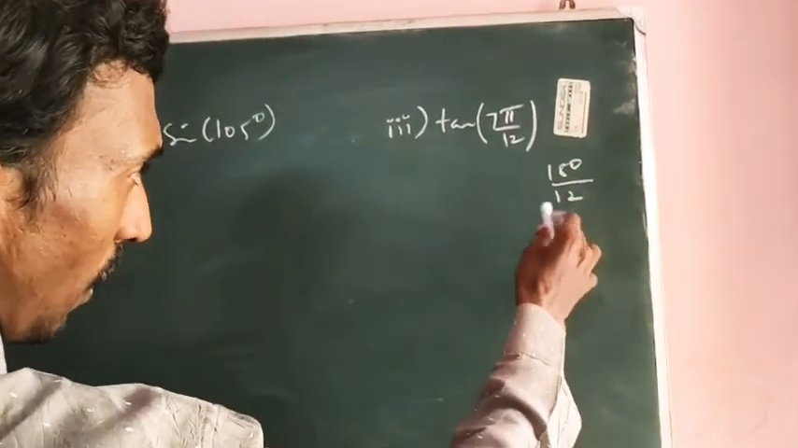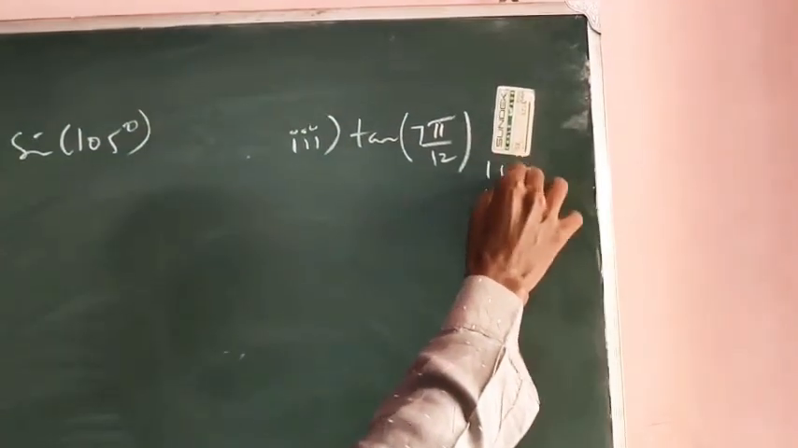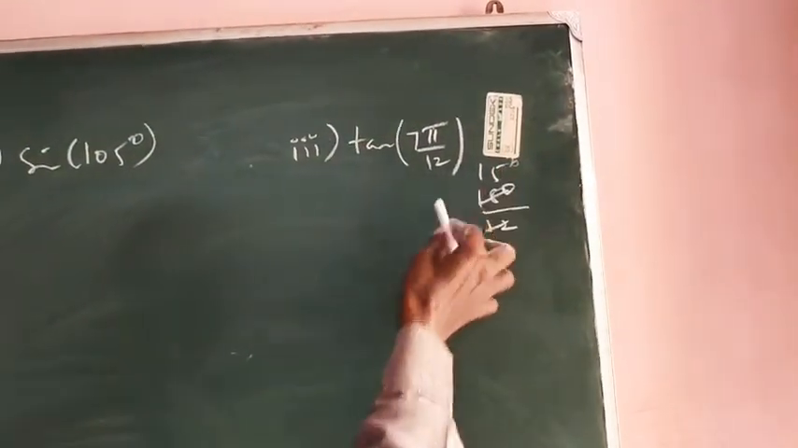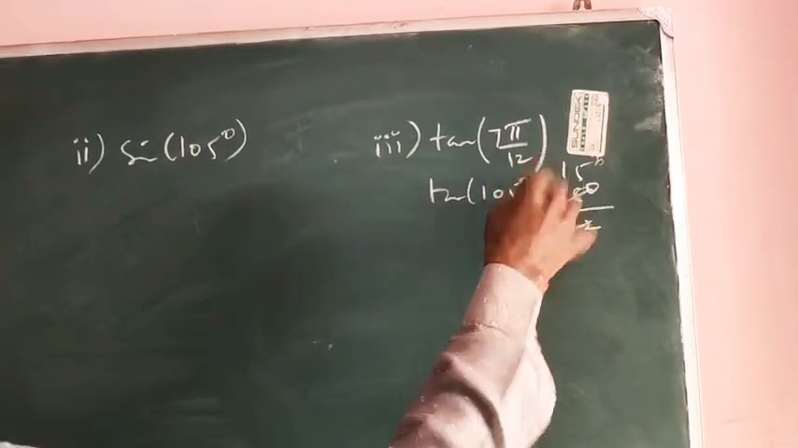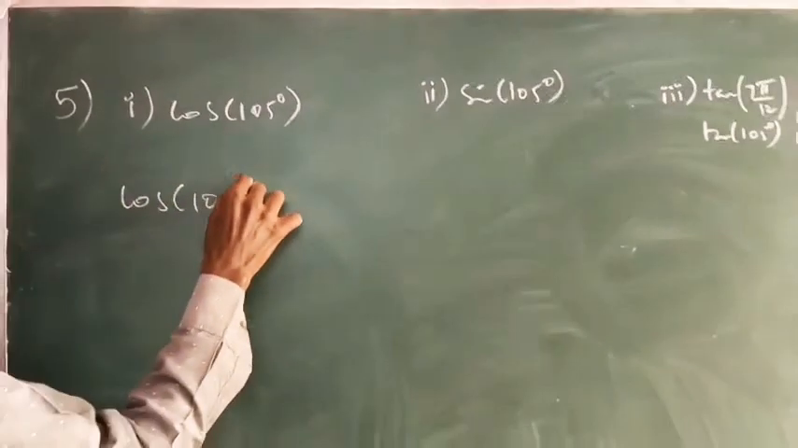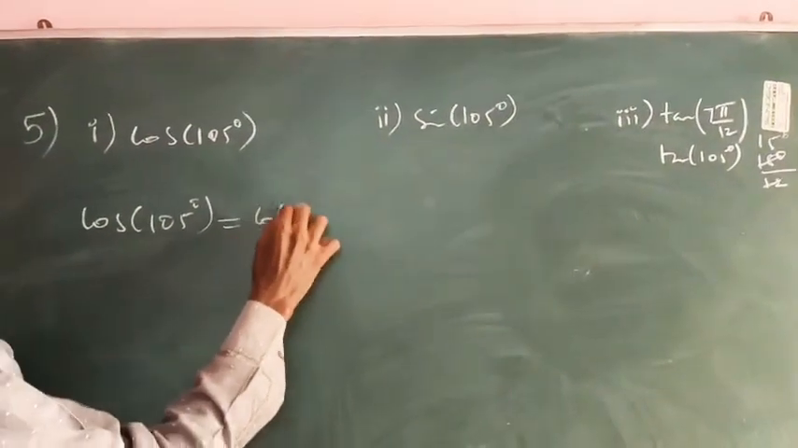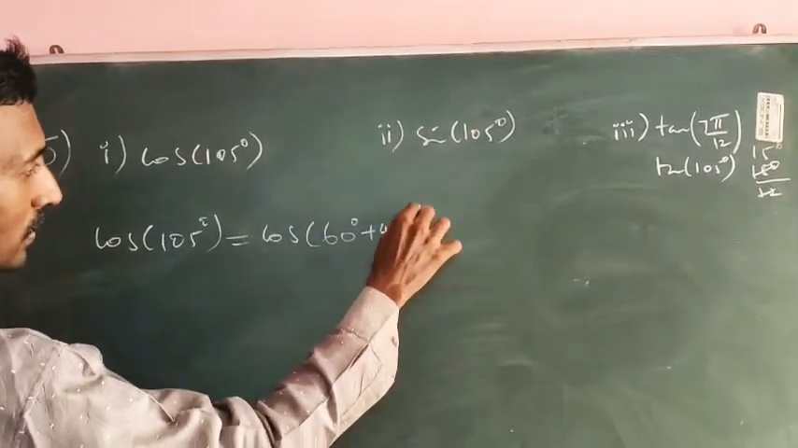That is 15 degrees, so 7 into 15 is also 105. So first, cos 105 can be written as cos of 45 plus 60, converting into known values.